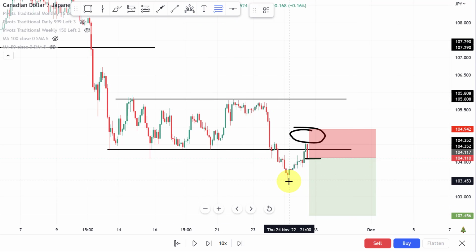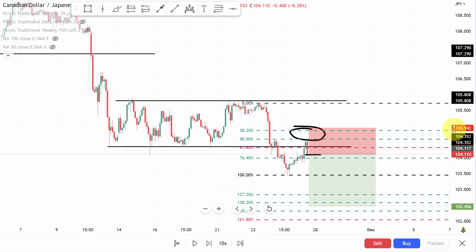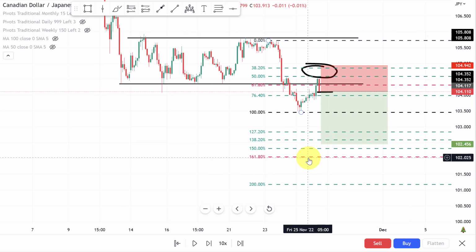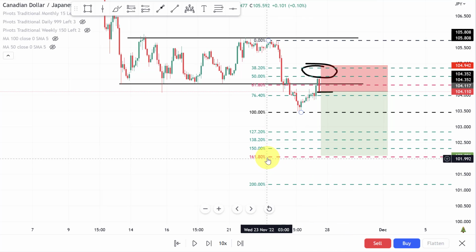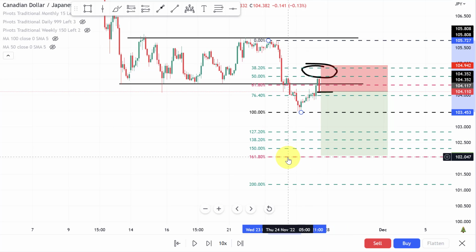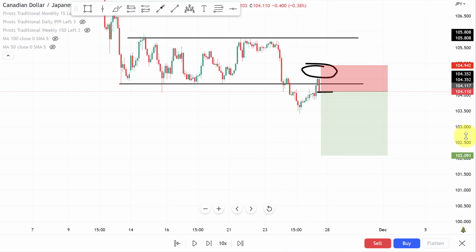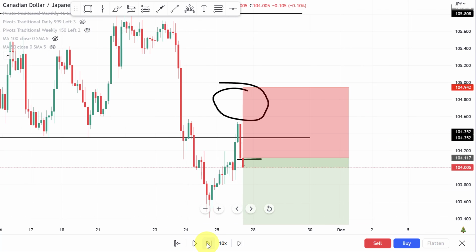We could also use a Fibonacci, so you can see we have the 50 retracement, and then we want to make sure we are out before the 161. So the 161 target is here. We have the retracement here at 50, and then the extension would be at 161. This would give us a 2.5 reward to risk ratio, which in a trending market seems to be quite reasonable.